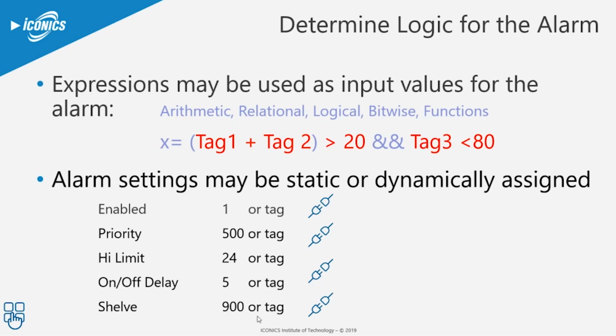Expressions can be used to provide logic when an alarm condition is reached. For instance, a closing valve will reduce the flow in a pipe and may not be an alarm when the valve is intentionally closed. Also, alarm settings for each alarm can be assigned a static value or dictated by a dynamically changing data source.